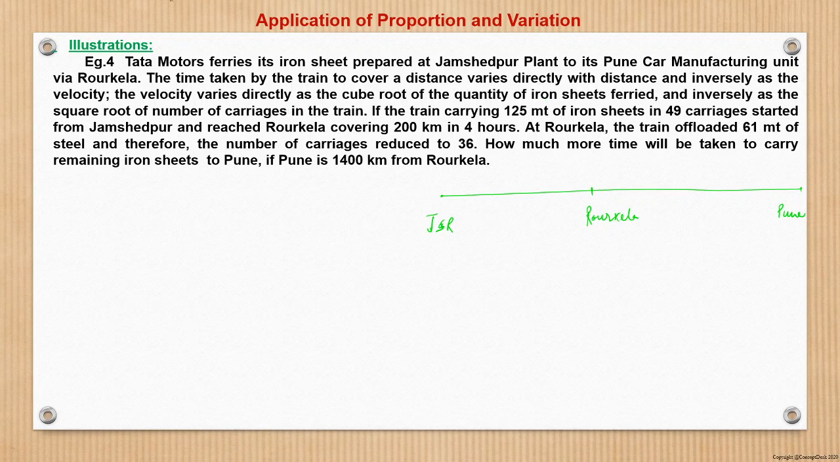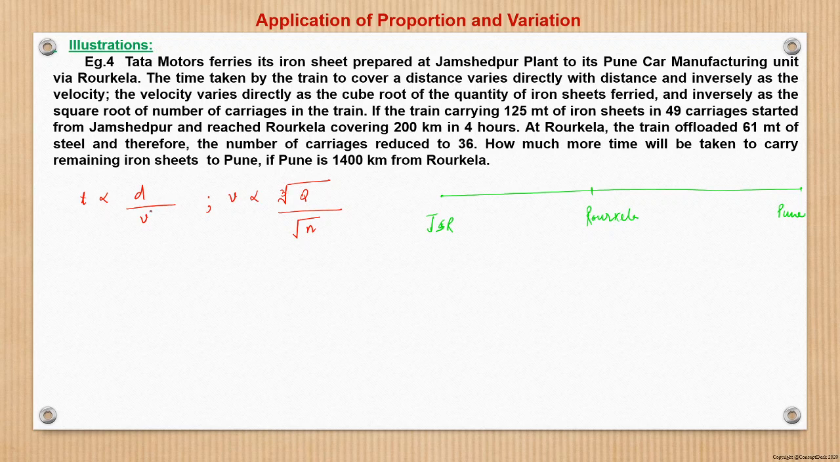So let us write this. What does this say? This says that time varies directly with the distance and inversely as the velocity, right? Further, it is given that velocity varies directly as the cube root of quantity of iron sheet. So let that be q, and inversely as the square root of number of carriage. Inversely means 1 upon. So let that be n.